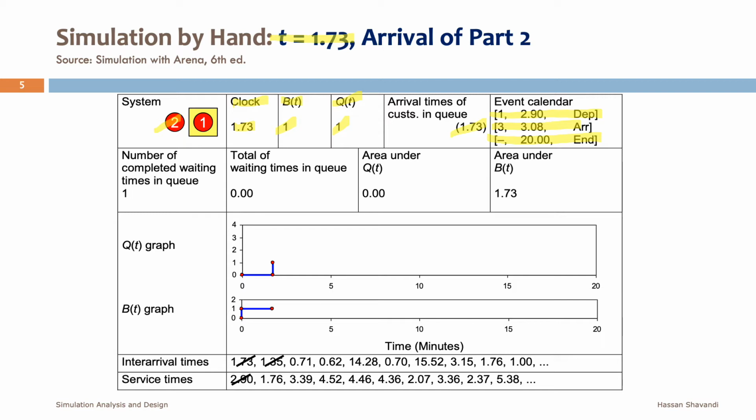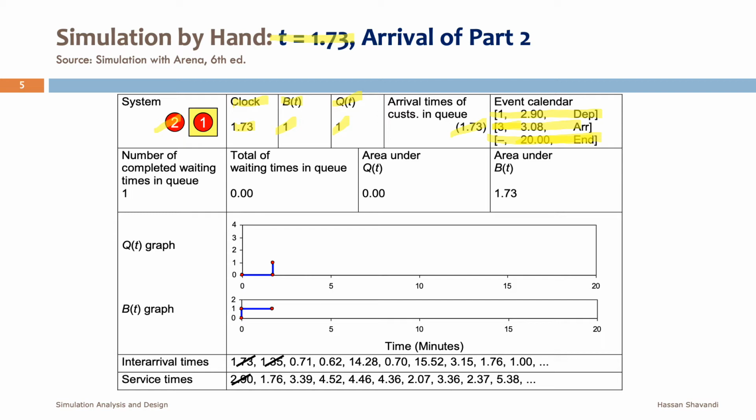And the arrival of the new part or new customer will be at time 3.08, which is customer or part number 3. And the other event will be again the end event, which will occur at time 20. Okay, so based on the order that we have here, the next event is departure of part number 1 from the system.